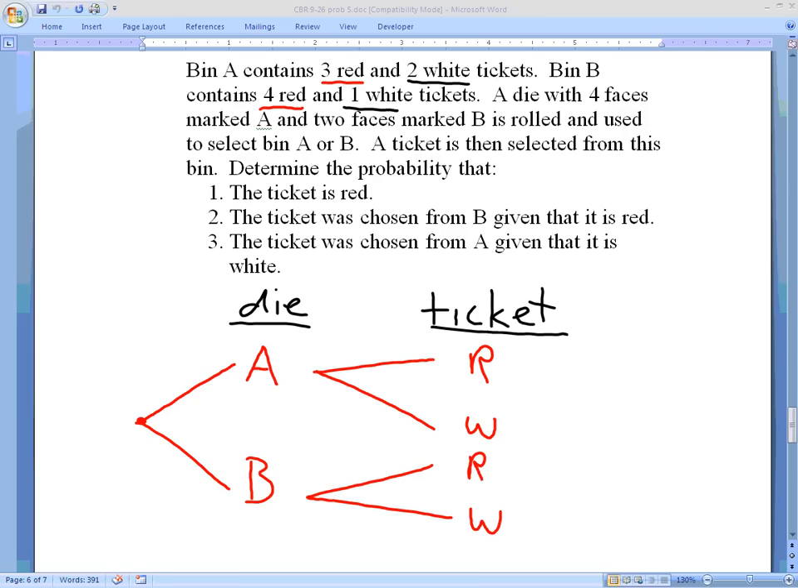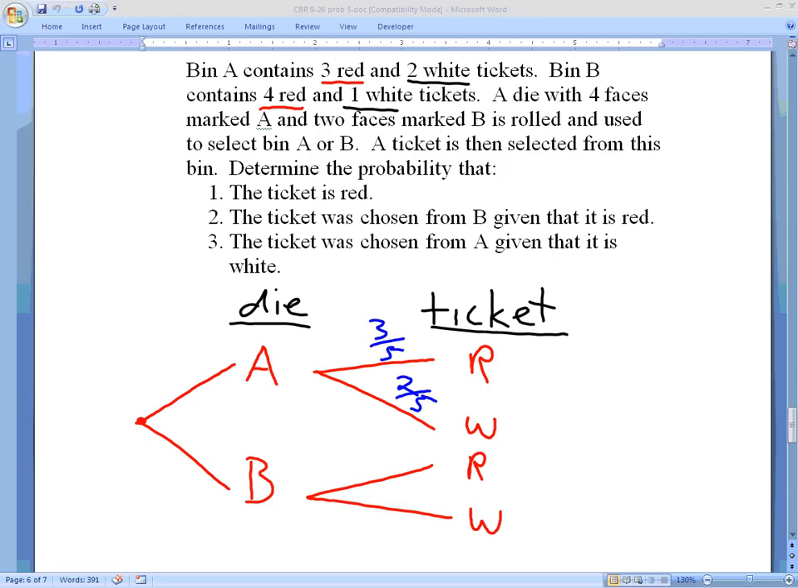We still need to put some values on there, though. So bin A, we've got 3 red and 2 white tickets. So 3 red, 2 white, a grand total of 5.